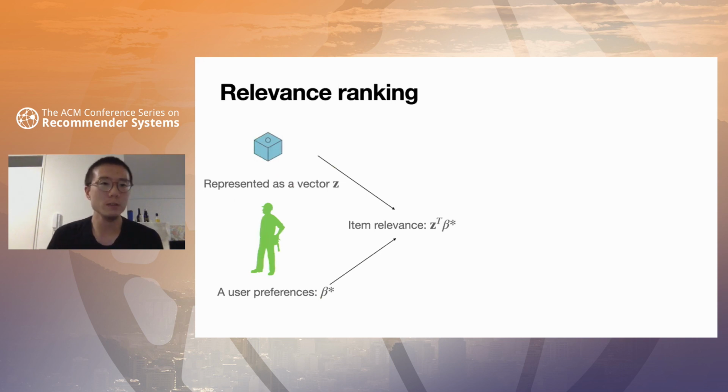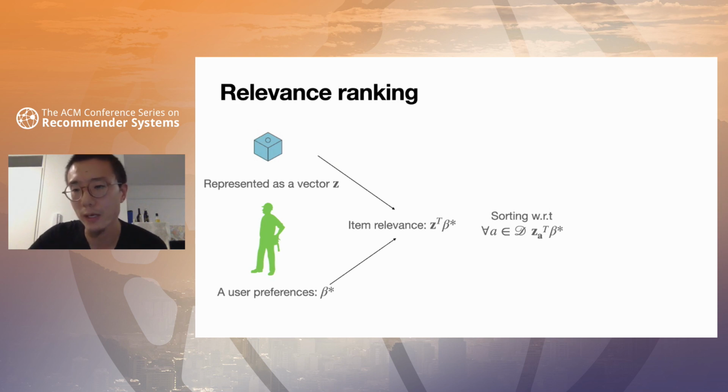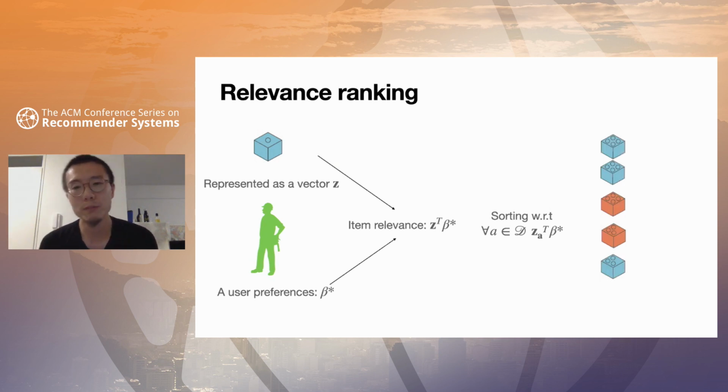The second part is relevance ranking, where we assume each item can be represented by a feature vector, which we call Z. We also assume a user has their individual preference, which we call beta star. When we do the relevance ranking, we just take the dot product and sort with respect to item relevance. So one potential ranking of our example is like this.